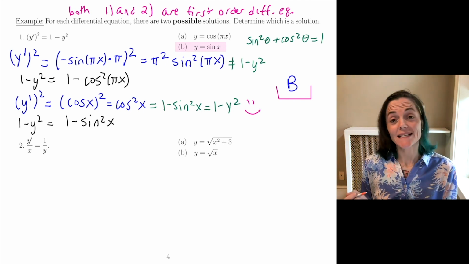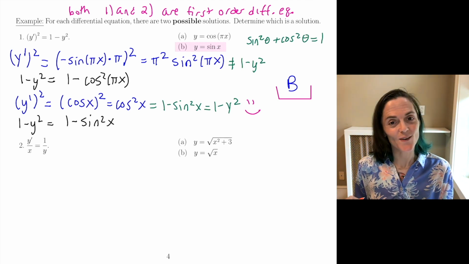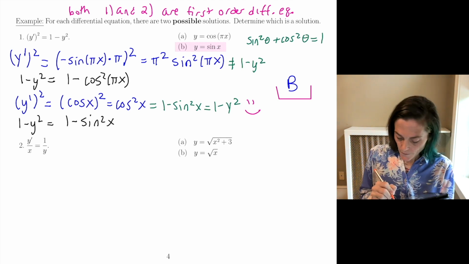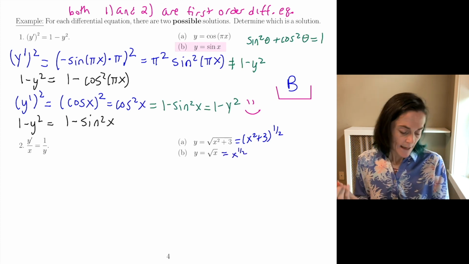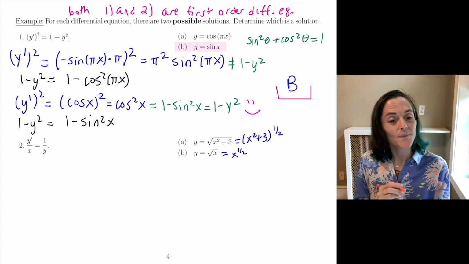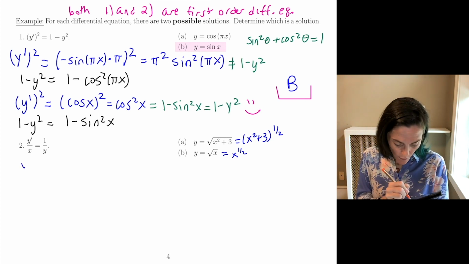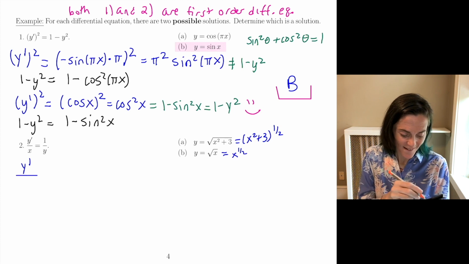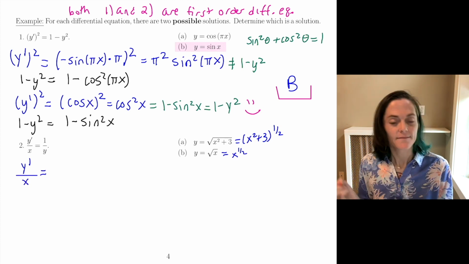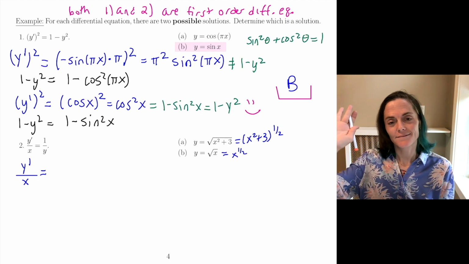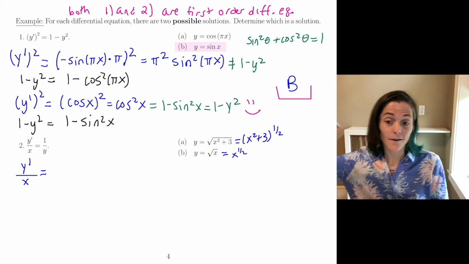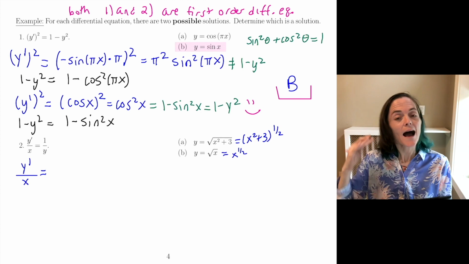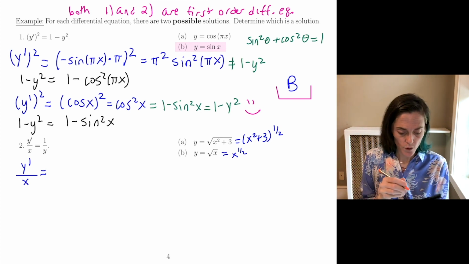Well, the differential equation says y prime over x equals 1 over y. So maybe I should write these as powers. This is a 1/2 power, and similarly, so is this one. Let's start with the left-hand side. If I have y prime over x for the first one, well, 1/2 power, 1/2, okay? And then the power minus 1 is negative 1/2. I'm going to go ahead and write that in the denominator as a square root.